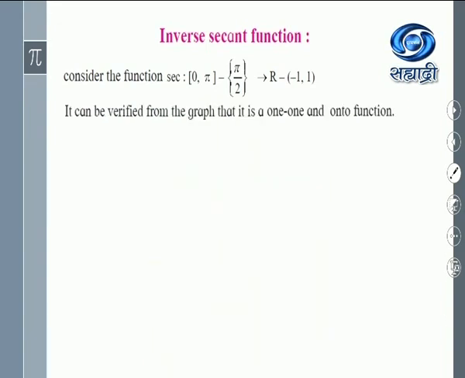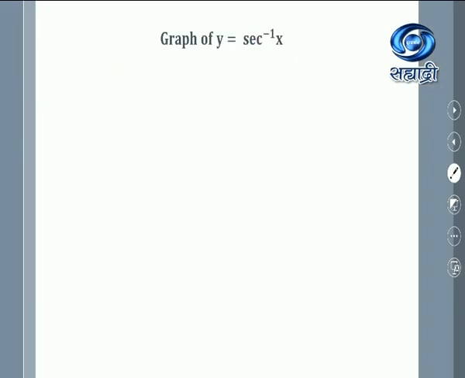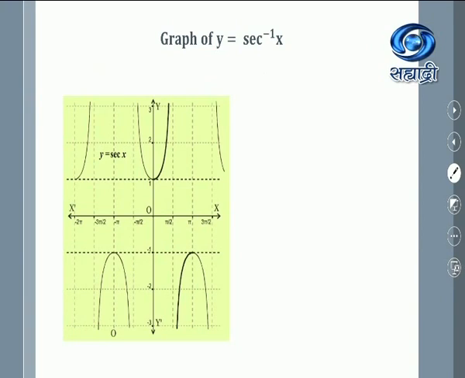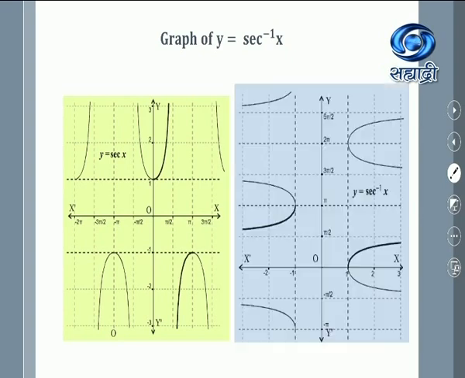Therefore, the range for the sec function is R minus the open interval minus 1 to 1. Now, as I told you, we find the inverse of sec by interchanging the domain and the range. Range becomes domain and the domain becomes the range of the function. Now we see the graph of y equal to sec inverse x. So again the same thing, you'll have to interchange the domain and the range from this function and plot the graph on another graph paper. You will get an idea.